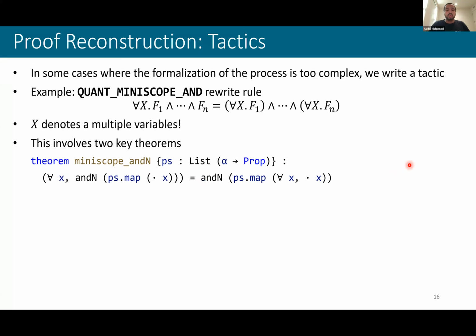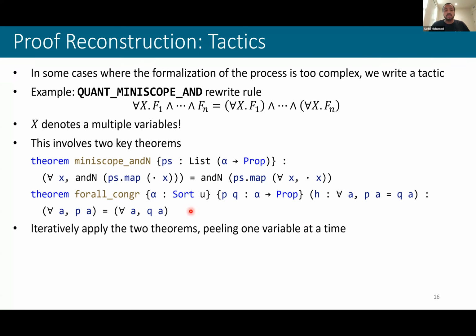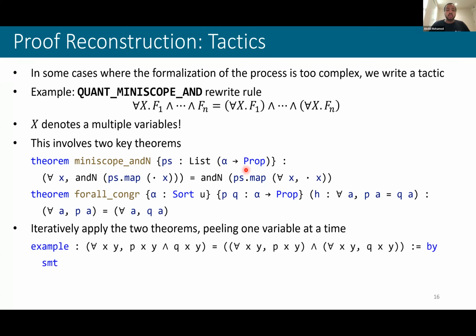To deal with multiple ones, an arbitrary number of ones, what we do is we combine it with the for all congruence rule. This basically allows us to peel off 1 variable at a time and apply the 2 theorems together. And then in the end, we can use these 2 rules to prove a theorem like this, where we say for all x y, P x y and Q x y is the same as if we push the variables inside.